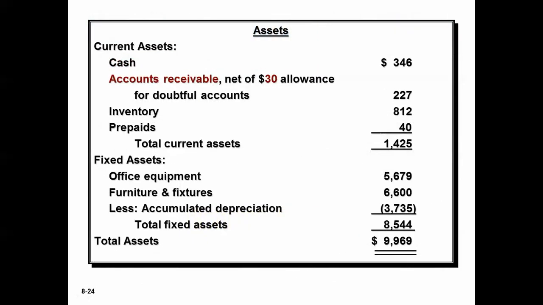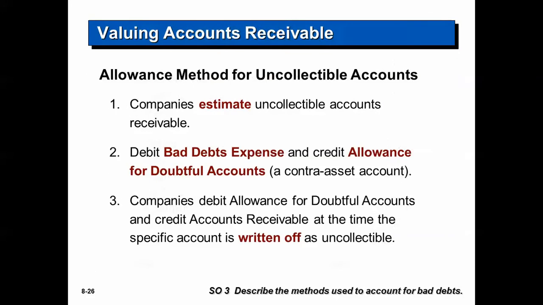All right, and then we show it on the balance sheet. Accounts receivable, net of 30 allowance for doubtful accounts, 227. So that's how we do the journal entry. The next thing you have to know is, how did we come up with that estimate of the bad debts? It's an estimate of the accounts that we're not going to collect. And when we figure out the estimate, we debit bad debts expense and we credit the allowance. Okay, so when we have a write-off, we debit the doubtful accounts and we credit the accounts receivable.